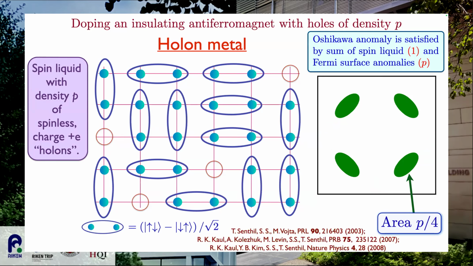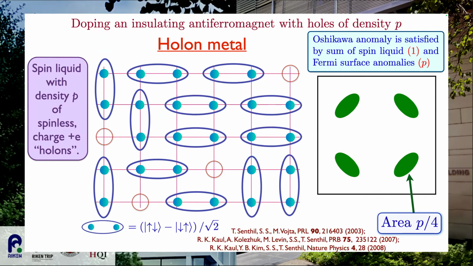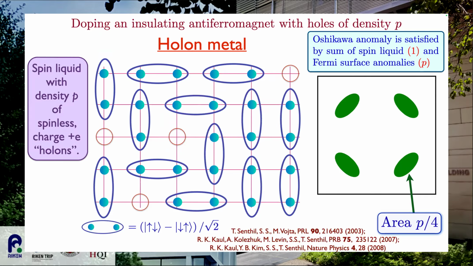This is a very simple cartoon of such a state. I think Amelia Kobe drew some pictures yesterday. So here you have an RVB state with resonating valence bonds, and you put in a few holes. And then the holes can move. So these objects that are moving now don't carry any spin, as you can see from this picture. It's only the charge that is moving. So these are spinless particles with charge e. So that's what we call holons. And if these are fermions, as they are in some models, they form a Fermi surface.